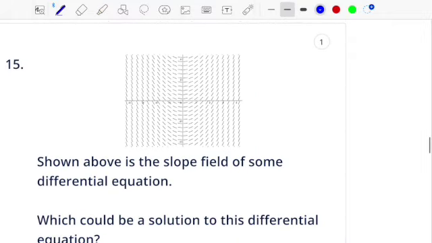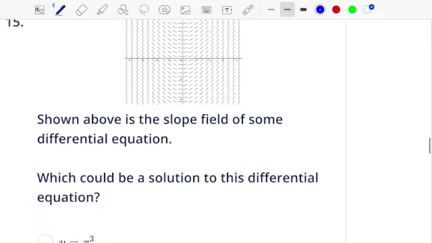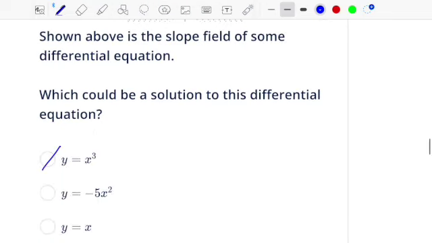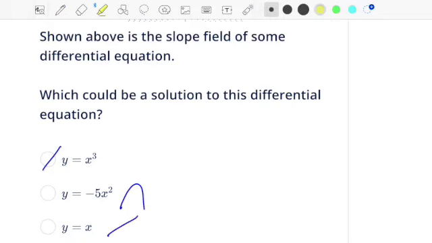Slope field. Shown above is the slope field of some differential equation, which could be a solution. So what's the curve that passes through that? I need something that looks like that. It's not x cubed. That would be upside down.